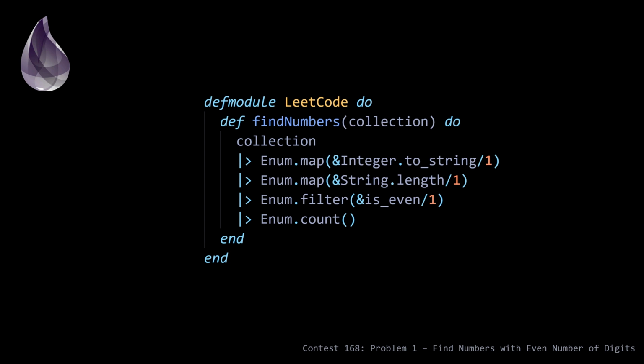Moving on to Elixir. Elixir has map, filter, and count. And at this point, you should be pretty familiar with this pattern: mapping to a string, then mapping the length, filtering based on whether it's even or not, and then making a call to count at the end.